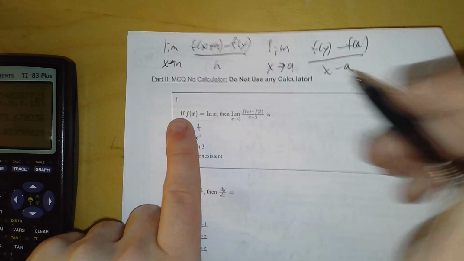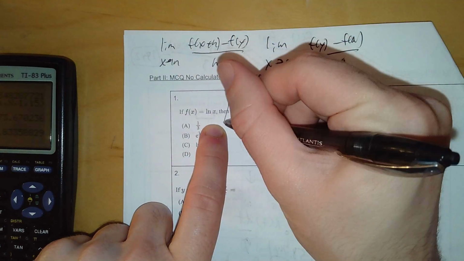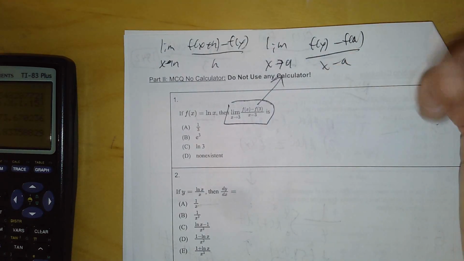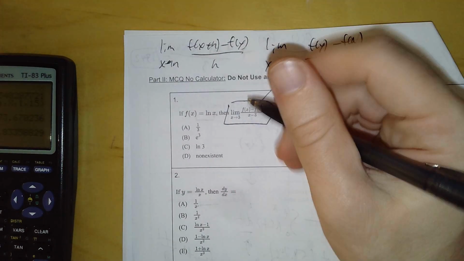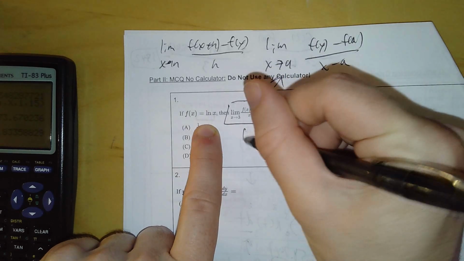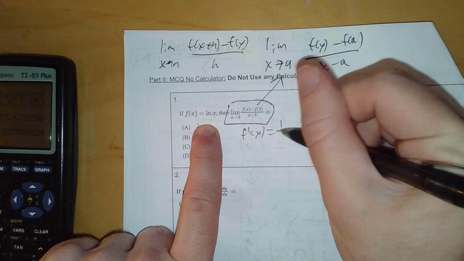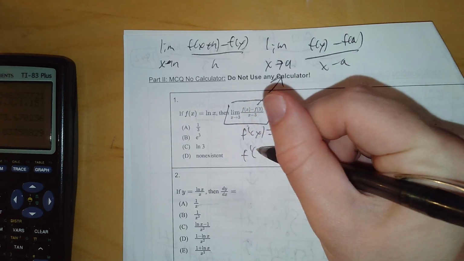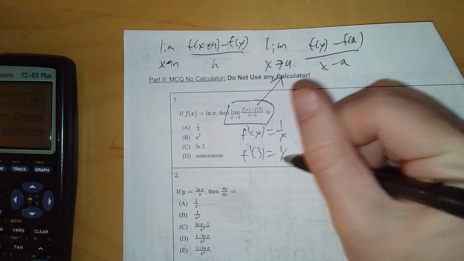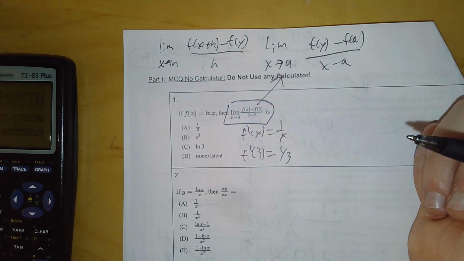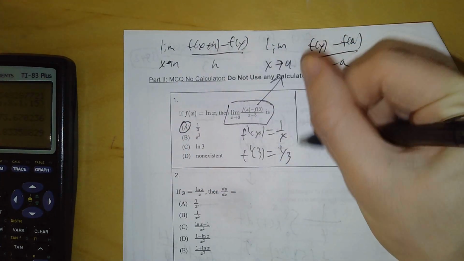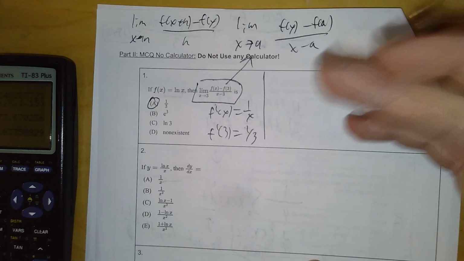So you see this, you're like, okay, I identify this is a point slope. This is the limit definition of the derivative at a point. So I'm just going to take the derivative of ln x. Remember, derivative of ln x is just 1 over x, and then I'm just going to plug in the 3. So f prime of 3 is 1 over 3, which is A.